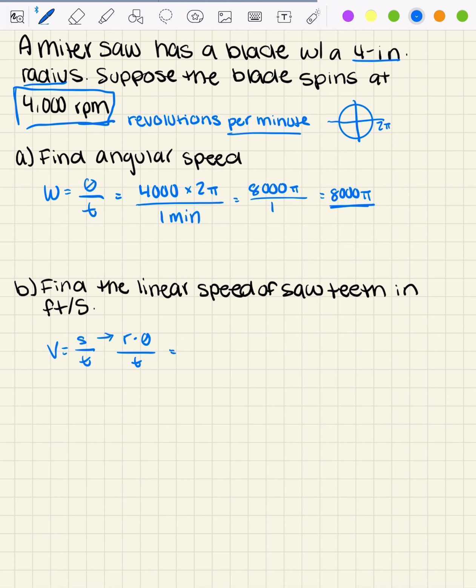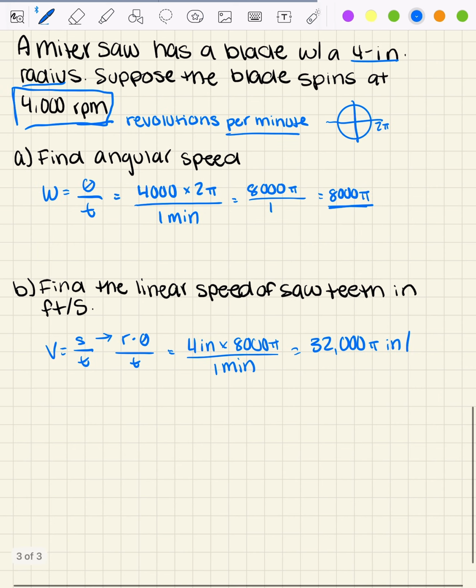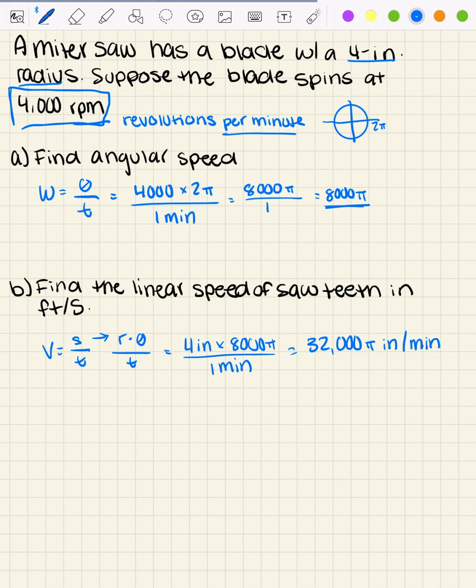So we'll just plug all this in, and this will get us, so we have 4 inches times 8,000 pi over 1 minute. So that'll give us 32,000 pi inches over, and it's just 1, so we can just put it in minutes. So 32,000 pi inches per minute. However, the question wants feet per second, so we're going to have to convert this.